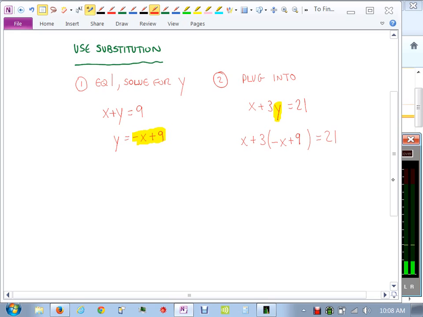Distribute your 3 and collect like terms. You should get negative 2x plus 27 equals 21. Do you all agree with that? It was negative 3x, but then I put it together with the x in front. Now solve this linear equation. That's the third step. Solve. So move your 27 over, which gives you a negative 6. Divide by negative 2, and you should get x is 3.